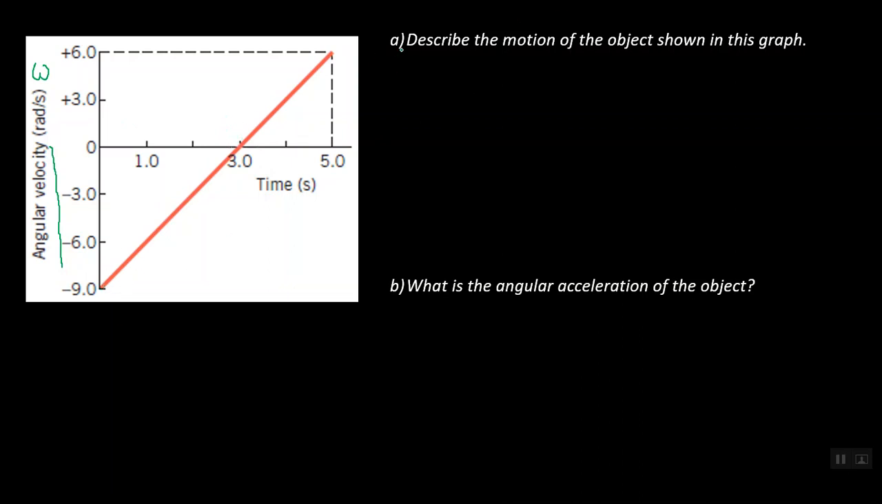So we really want to think about what's happening. Well, in the beginning, this object is spinning in the clockwise direction because it has a negative angular velocity and it's spinning pretty quickly. Then, for the first 3 seconds, it experiences a positive angular acceleration, and because of that negative angular velocity, positive acceleration, the object slows down and comes to an eventual stop after 3 seconds.